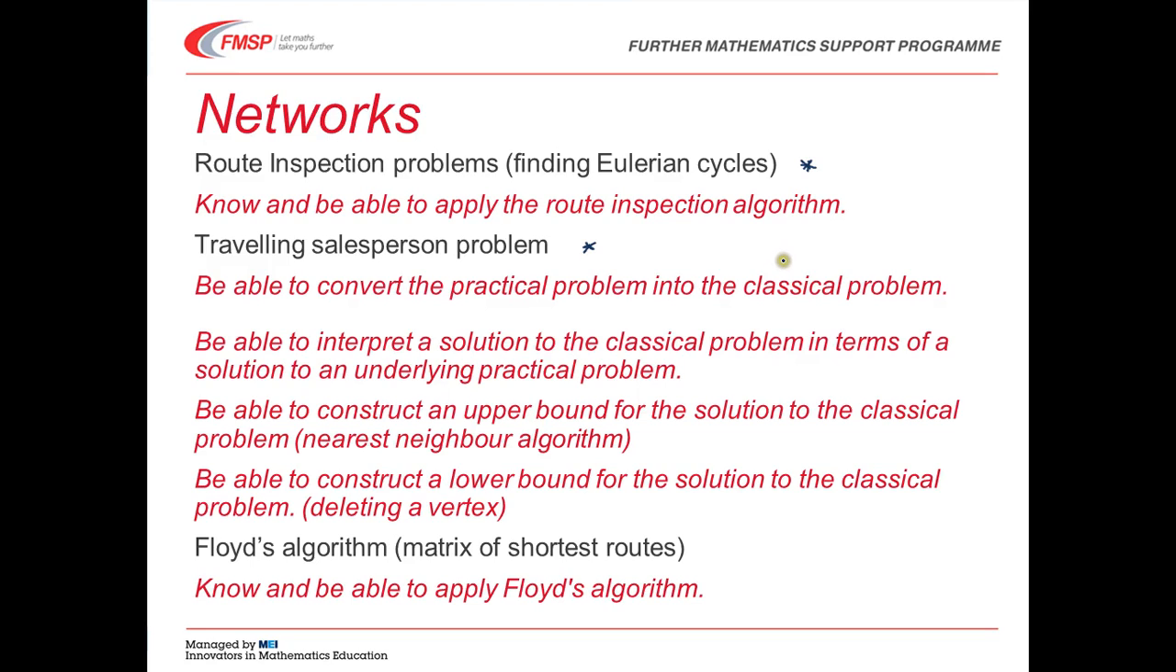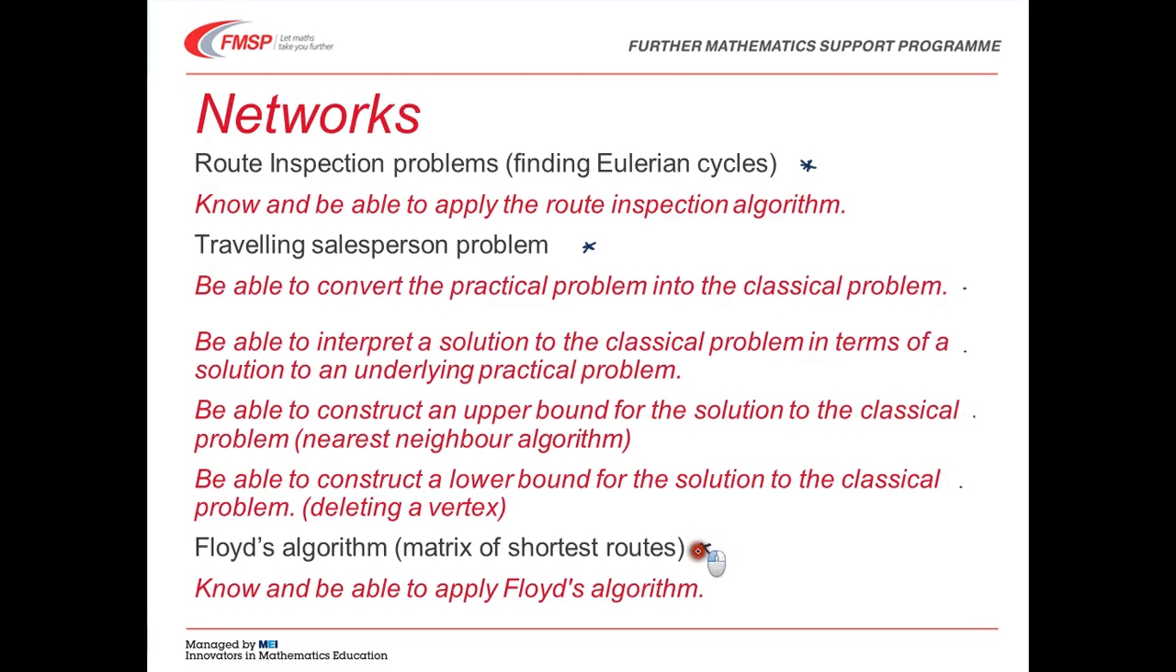This is an interesting problem mathematically because we don't have a way of solving it, so there's quite a lot of modelling involved. You have to be able to convert the practical problem into the classical problem, and this involves creating a complete network of shortest distances. Once you've done that, you solve the problem. You will then get an answer which you have to be able to interpret in the light of the original problem that was set. And in order to get your answer, there are two algorithms, one for upper bounds and one for lower bounds, which you need to know.